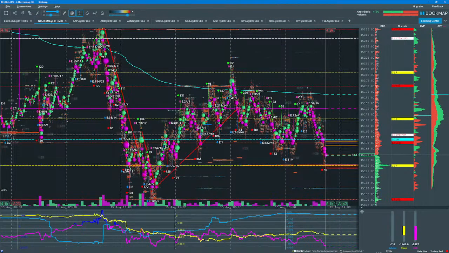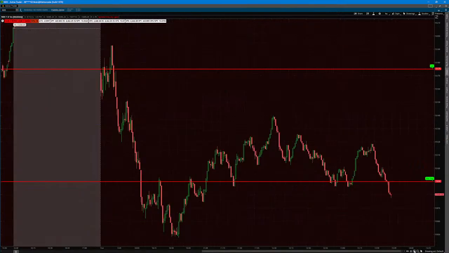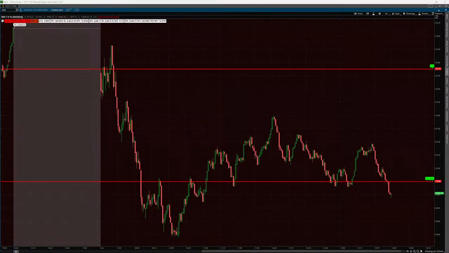Let's take a look at NDX. And note that the volatility trigger for NDX is at 15,090, and price has been chopping up and down around that level, now below. All right, let's go to Bookmap, go to the NQ futures.